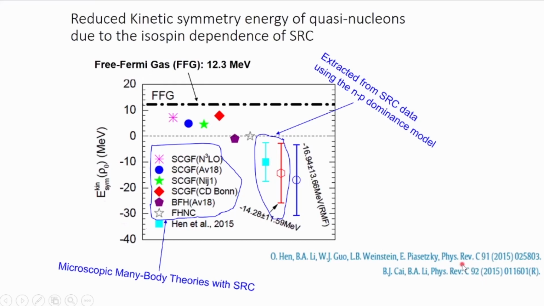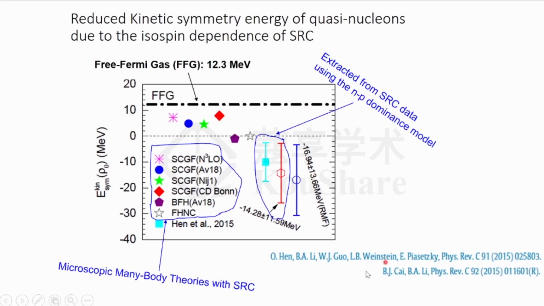Okay, so this is another slide that just summarizes the kinetic symmetry energy from different microscopic many-body theories. They all predict that the kinetic symmetry energy is lower than the free Fermi gas prediction.